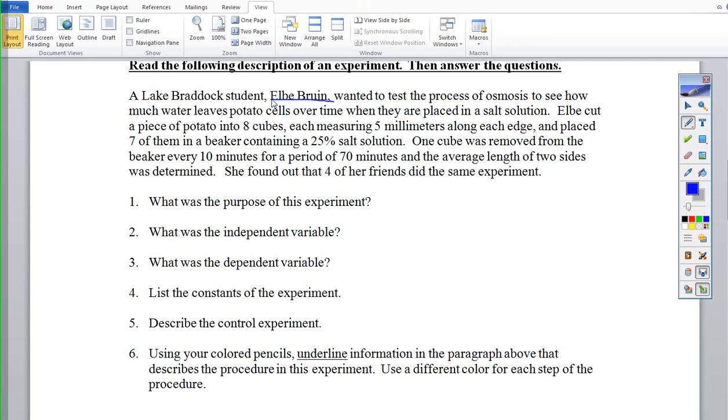She wanted to test the process of osmosis and measure how much water leaves over time. Okay, and then she placed it in a salt solution. So this is all key things here. All right, so she cut 8 pieces. She put all of them in a 25% salt solution, and then she took one out every 10 minutes. And she did that until she got up to 70 minutes. So, what is the independent variable?